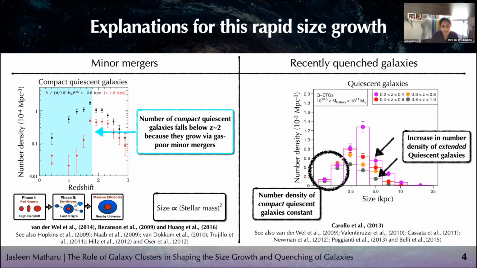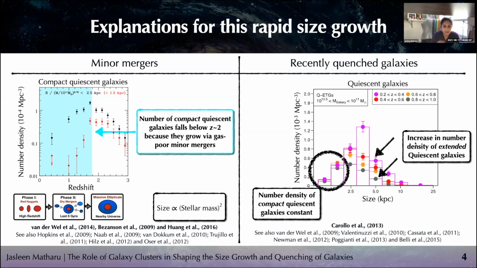The other option is that there is an addition of recently quenched galaxies to the quiescent population. And this came about from some observations showing that the number density of compact quiescent galaxies actually doesn't change with redshift, shown in this black circle here. But what does change is the number density of extended quiescent galaxies, shown with arrows.